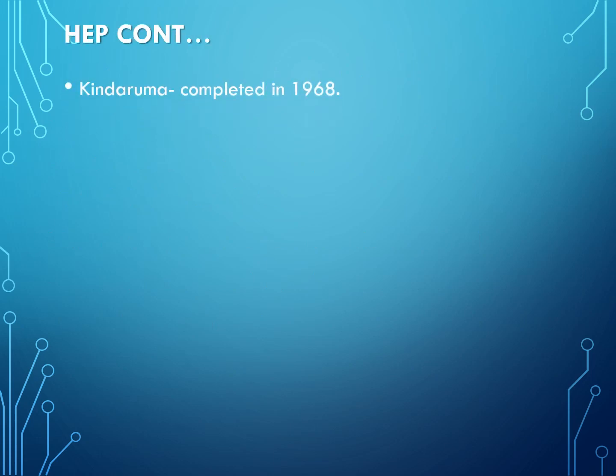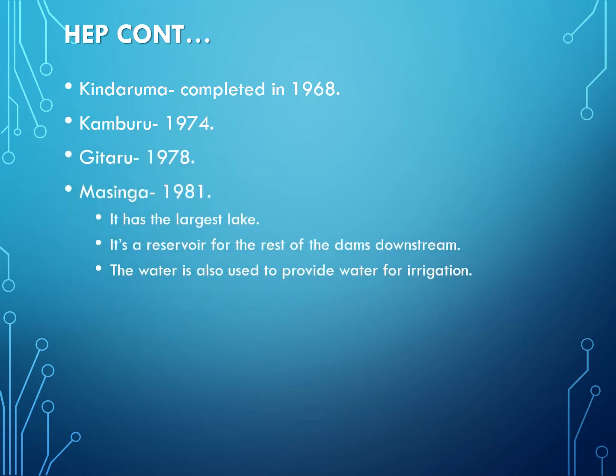So it started with the Kindaruma in 1968. That's when it was completed. Then we went to Kamburu in 1974. Then Gitaru in 1978. Then the Masinga, which is the largest one of them all. The waters from the reservoir are used to empty into the other dams downstream, and the water is also used for other purposes. It was not just for the production of HEP, but it is also used for transport, for fishing, and also for irrigation.